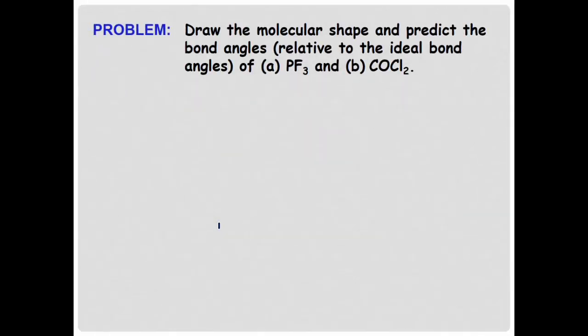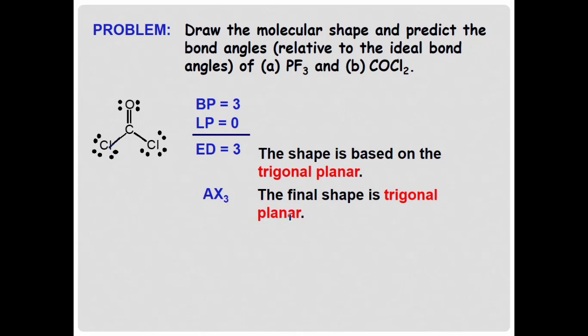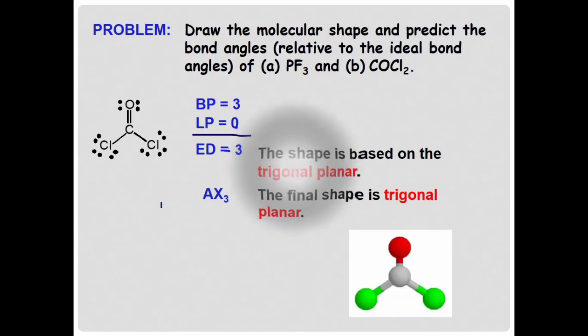We go to COCl2, and this is the Lewis structure. It has one double bond with O and single bonds with Cl and Cl. So the bonding pairs equal 3, as I mentioned earlier, a double bond is considered 1, and 0 lone pairs. So the electron domain is 3. The shape is based on trigonal planar, right? And the symbol is AX3 without E, so the final shape is also trigonal planar.